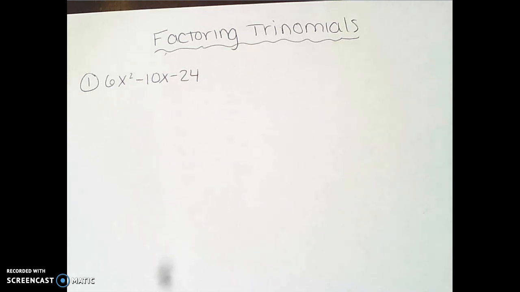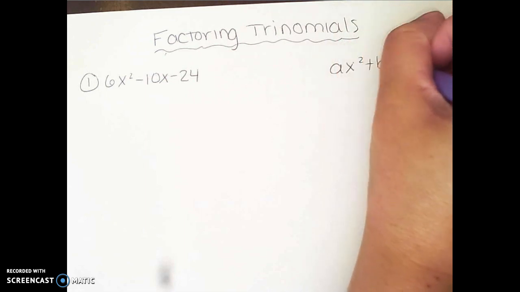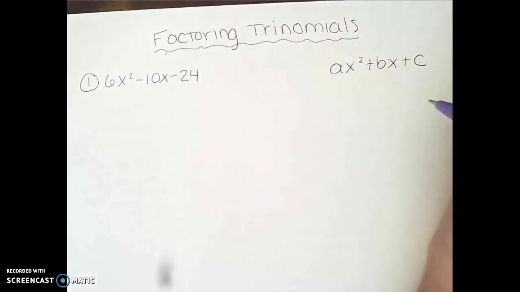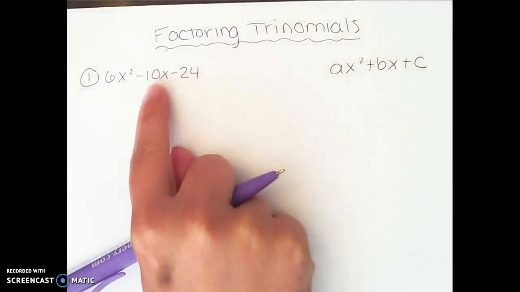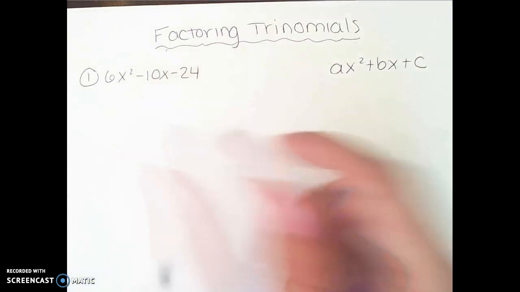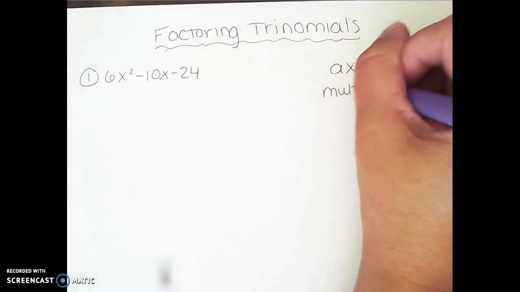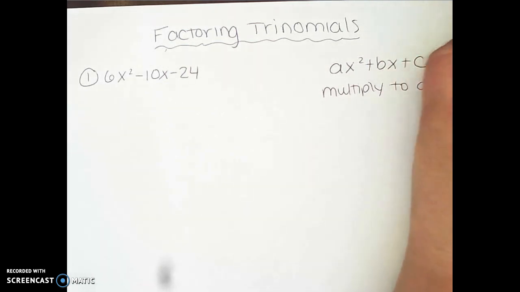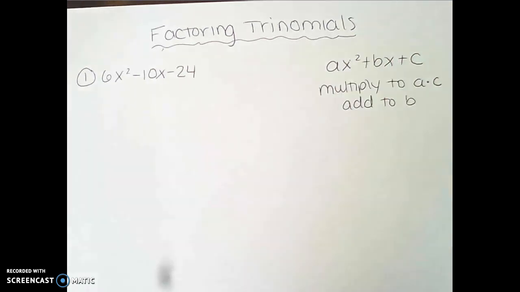So to get started, we have to know the standard form for a quadratic, ax squared plus bx plus c. So to find the 2 terms that we're going to use in place of our middle term, we need to figure out what numbers multiply to a times c and add to b.